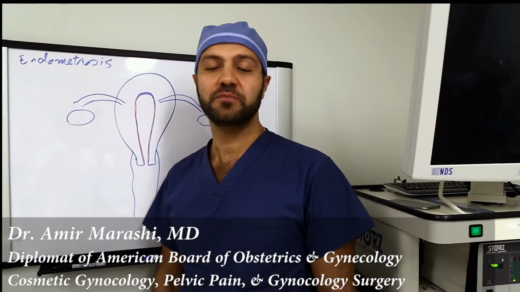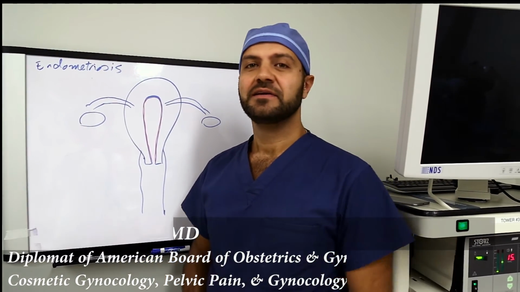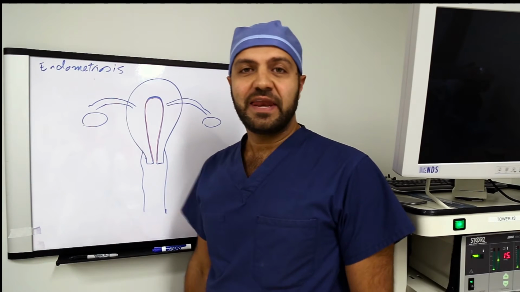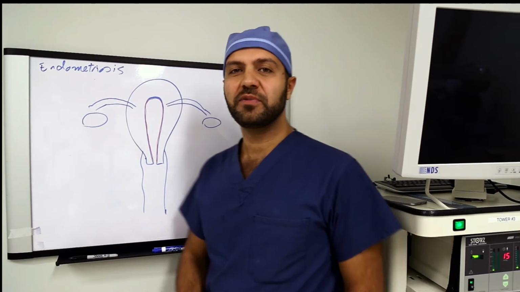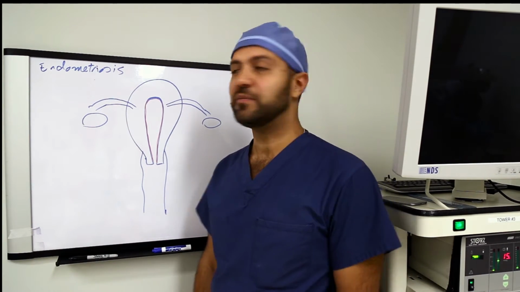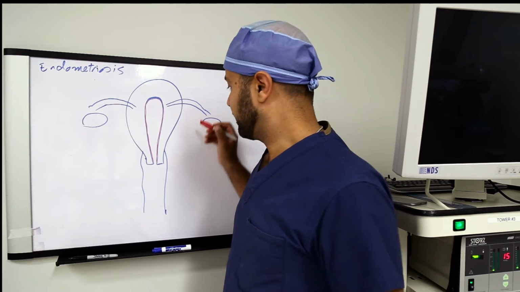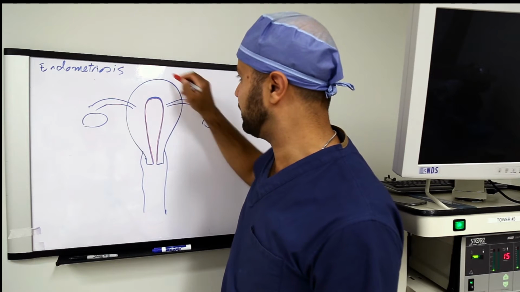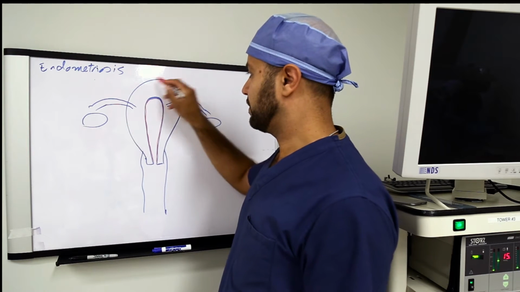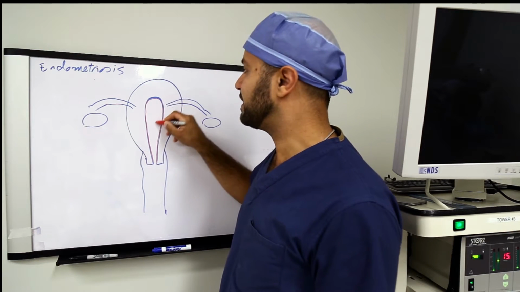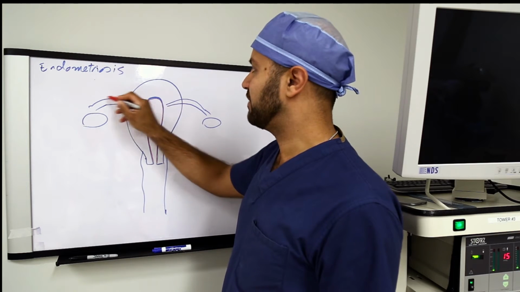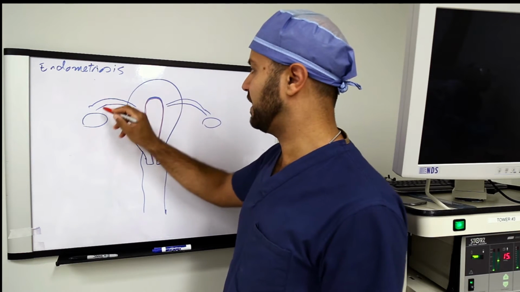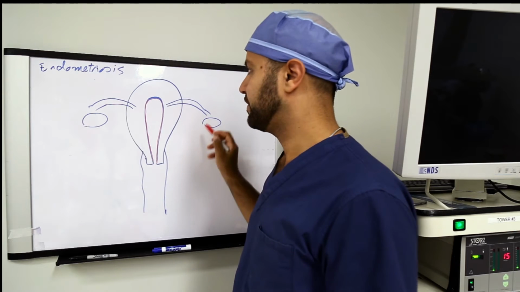Okay, welcome to Endometriosis 101 class. Let's review the anatomy and remember all the organs in the female genitalia. From outside to inside, this is the vagina. We have the uterus here. This is where the baby grows, the cavity of the uterus. We have two tubes, one on each side, and we have two ovaries.